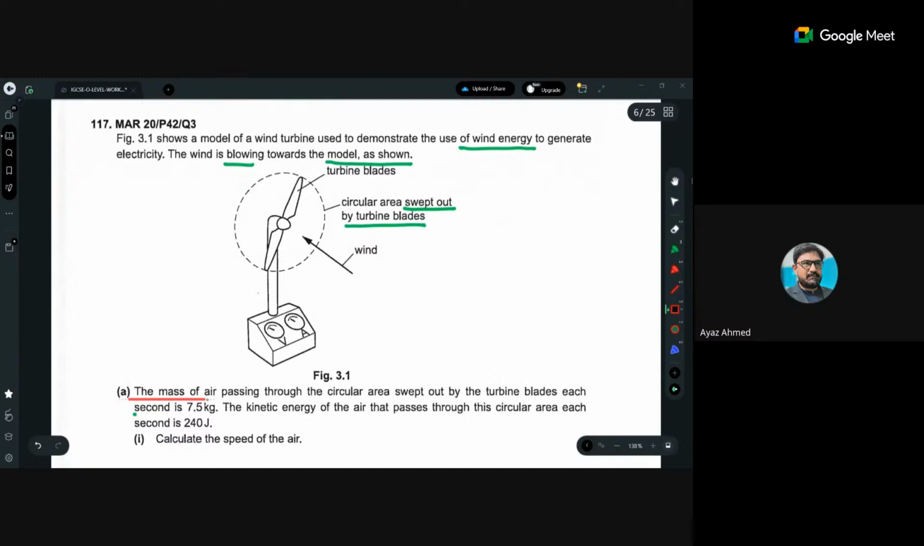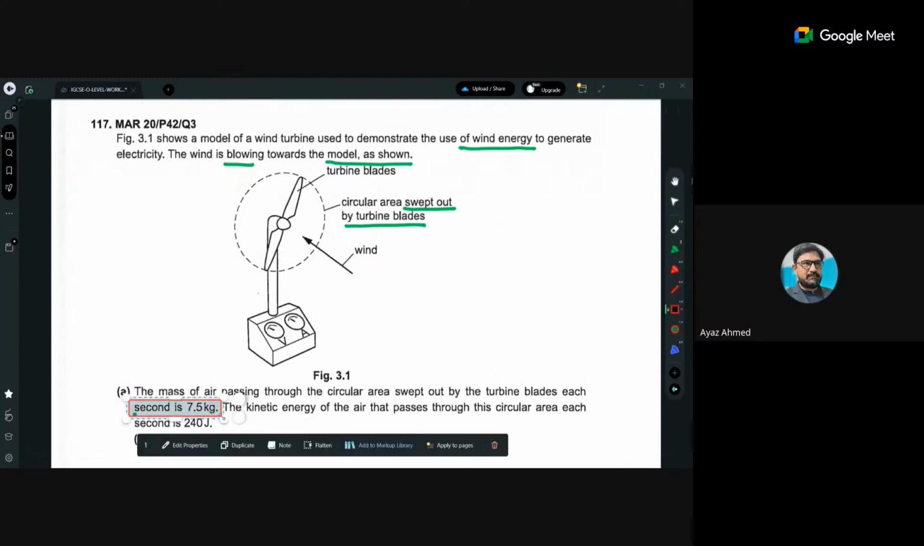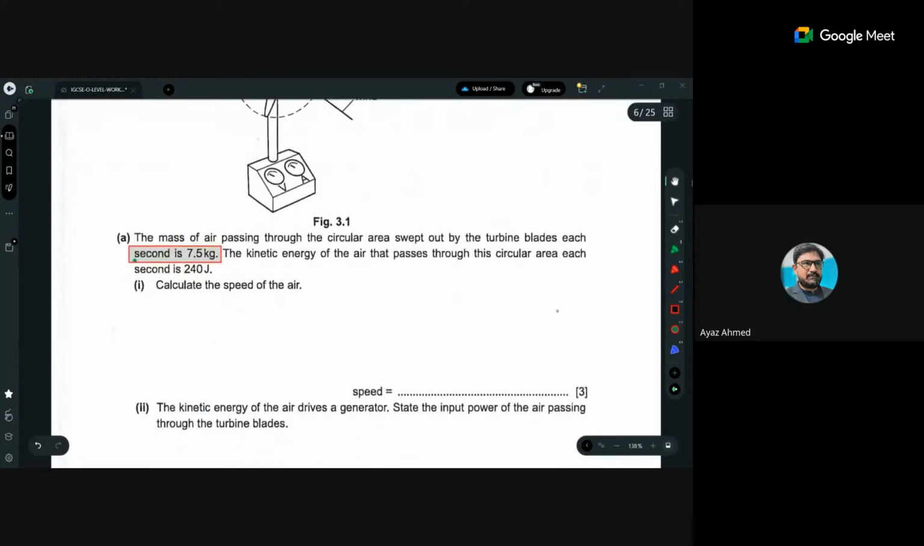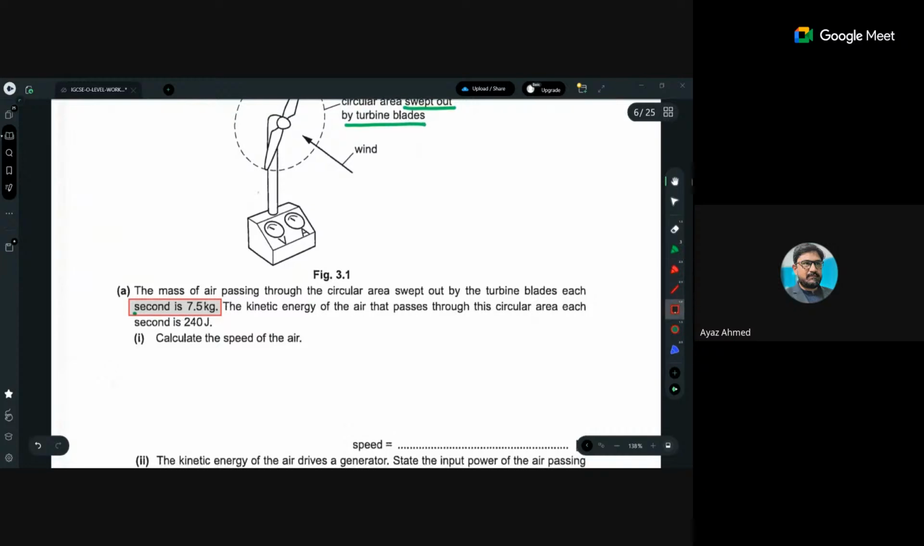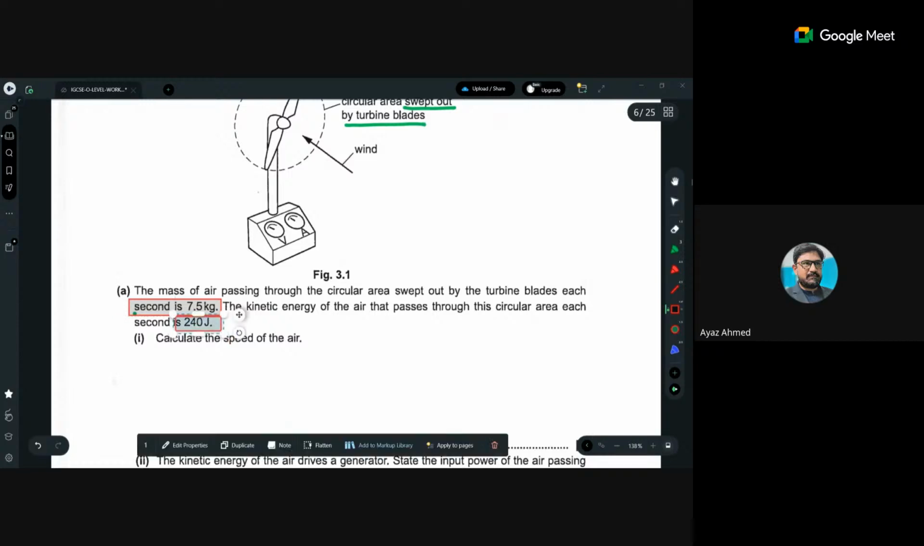This is a very important question. It is a trending question, because in this the mass flow rate is given to you, and it is 7.5 kg per second. The kinetic energy of the air that passes through the circular area is 240 joules. What is the kinetic energy? That is 240 joules. Calculate the speed of the air, right?